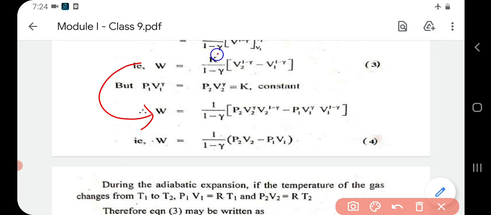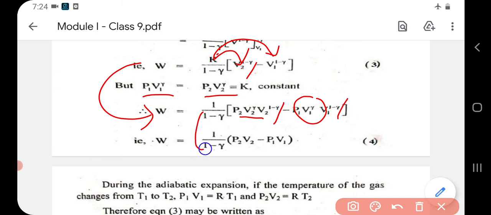So again, this equation will now become W is kept as such, 1 minus gamma is here. Now this K is taken inside, so this will be K V2 raised to 1 minus gamma. So here in place of K we are using this term first: in the place of K you are writing P2 V2 raised to gamma, and V2 raised to 1 minus gamma is kept as such. Now again this K is taken here also, that is K V1 raised to 1 minus gamma. This V1 raised to 1 minus gamma is kept as such. So in place of K we are writing P1 V1 raised to gamma. Okay, now this is kept as such.